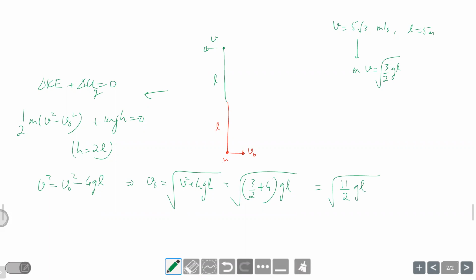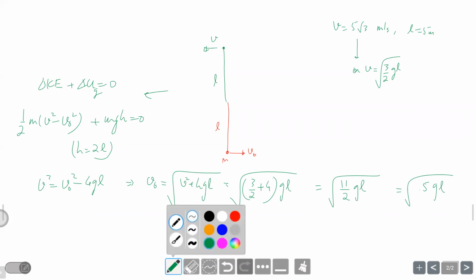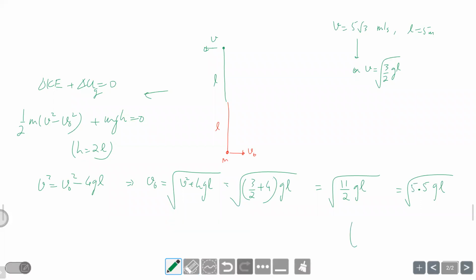Importantly, you can see it's greater than root of 5 gL. That's why I'm getting tension at the top. So this is actually the square root of 5.5 gL. And it is an expected thing, because there was non-zero tension at the top, so it had to be greater than root of 5 gL. It has to be greater because the tension at the top is greater than zero. This totally makes sense.